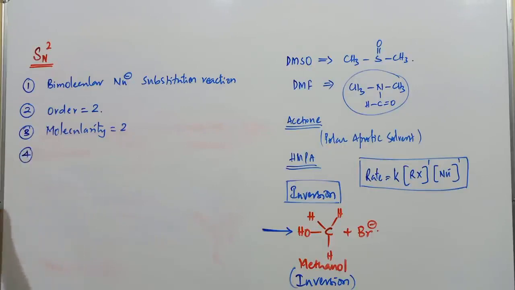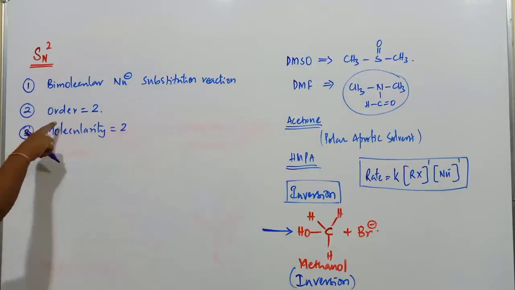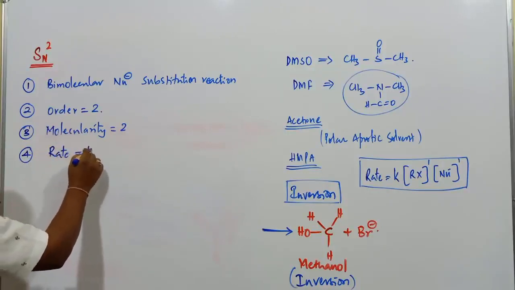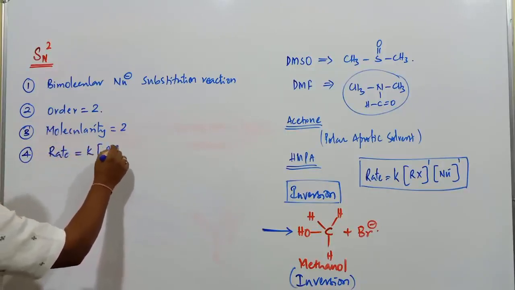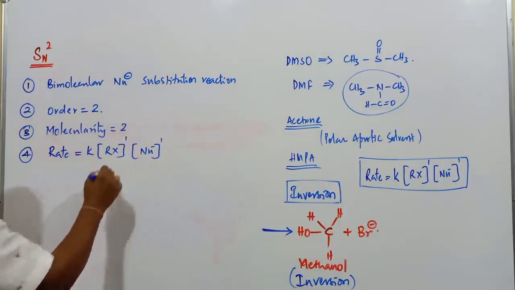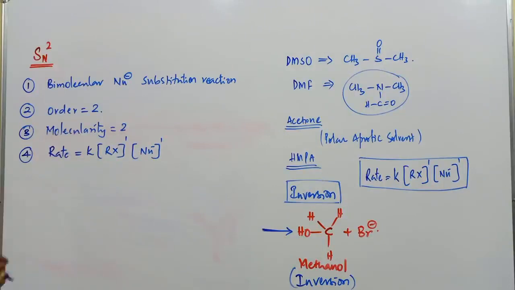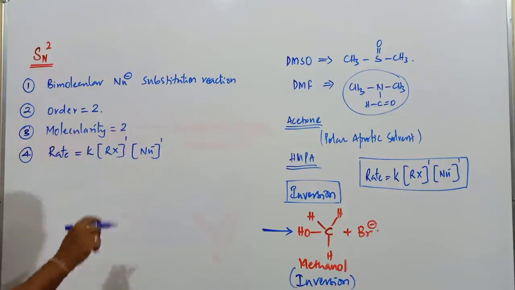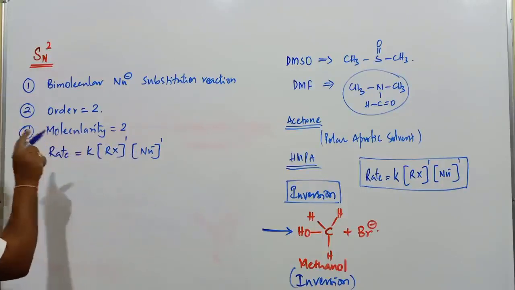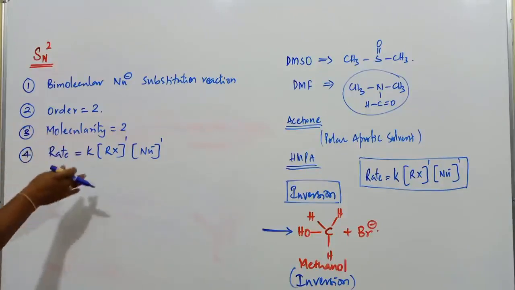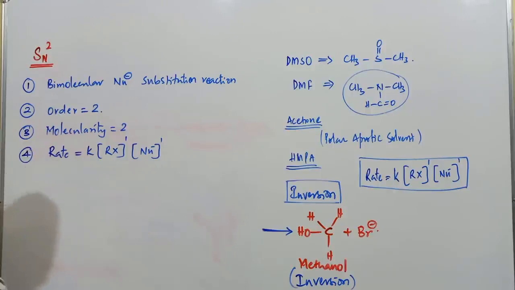Next one, a very important point. Order and molecularity are found to be 2, so the rate of the reaction depends upon the concentration of alkyl halide as well as the concentration of nucleophile. In the SN1 reaction, the rate of the reaction depended only on the concentration of alkyl halide, but here the nucleophile also plays an important role in determining the rate of reaction. You know what is meant by rate of reaction? The time at which a particular reaction is going to be completed.